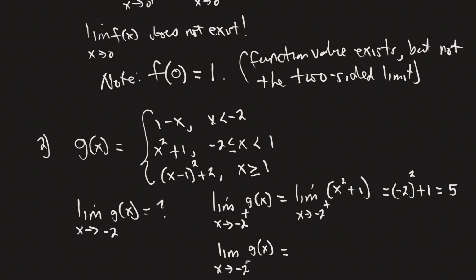Similarly, which piece do we use when x is less than -2? That's what this minus sign here is telling me. Well, that means I'd have to use the top piece of the function. So this is the limit as x approaches -2 minus of the quantity 1 minus x. Again, a linear function is a special case of a polynomial.